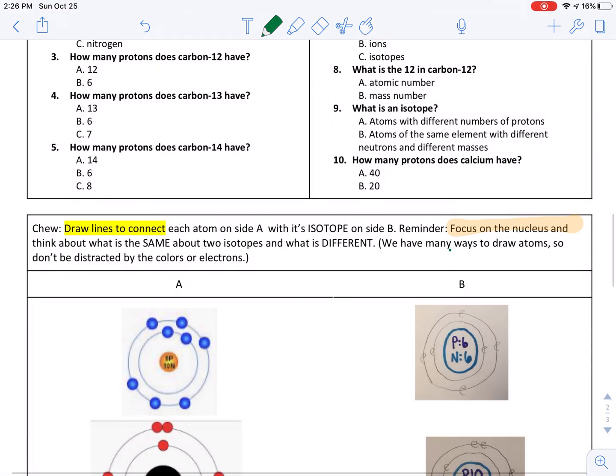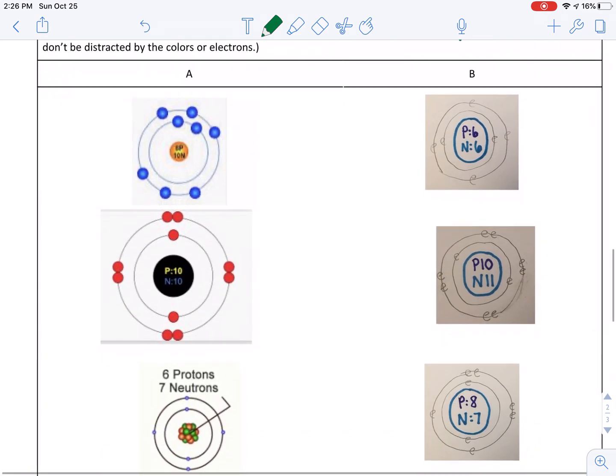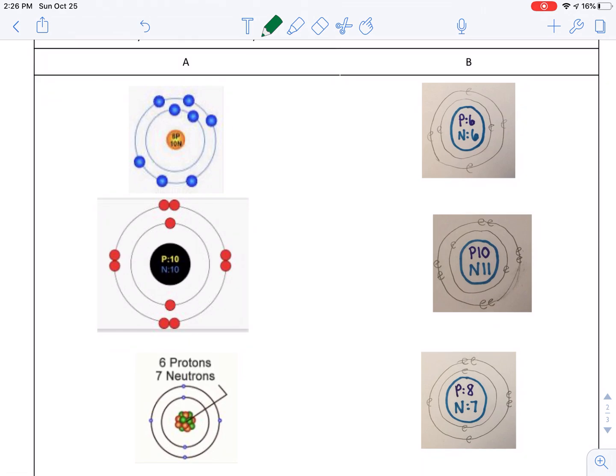Going on, here's where you do some practice. I'll read the directions and do one example from each section. Chew. Draw lines to connect each atom on side A with its isotope on side B. Remember, focus on the nucleus and think about what is the same about 2 isotopes and what is different. We have many ways to draw atoms, so don't be distracted by the colors or electrons. So I have 3 atoms on side A and 3 on side B, and I'm going to connect them with a line to show which are isotopes with each other.